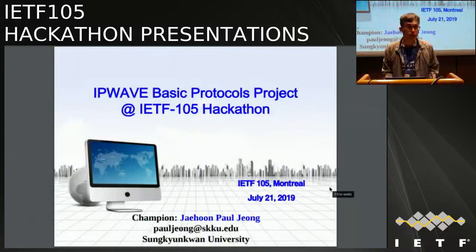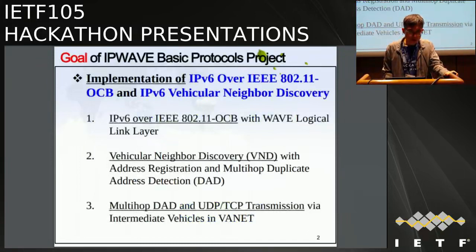Okay, thank you. So this is Paul Jung. I want to share the experience of the IP Wave project, a basic product protocol project. The goal is to prove IP version 6 over 802.11 OCB, the IEEE WAVE logical link layer. The second one is vehicular neighbor discovery with address registration and multi-hop DAD. We also take advantage of intermediate vehicles in the network to reduce DAD time, and we can shorten the initialization of TCP and UDP transmission.